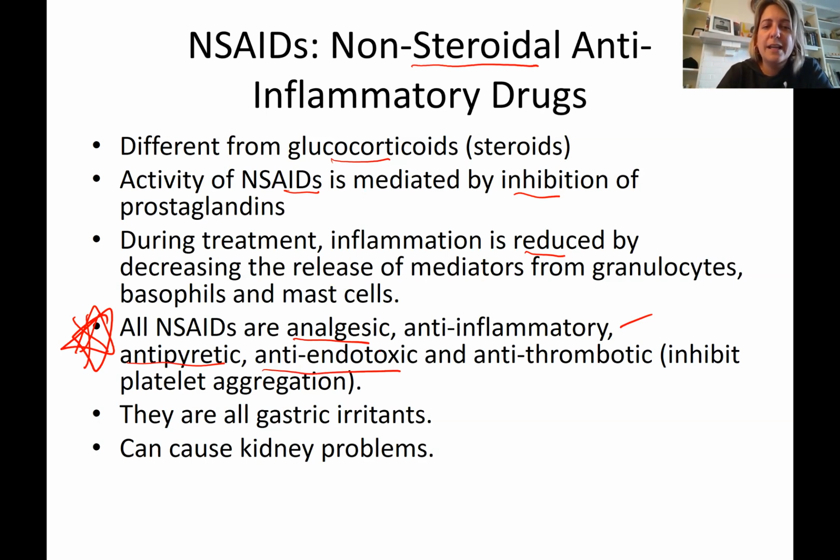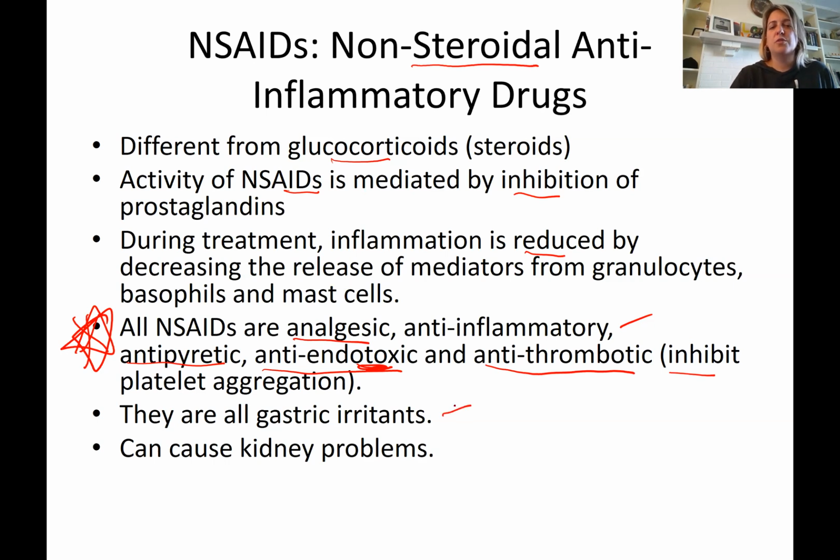They're all anti-endotoxic. We're going to see by the end of this class, we're going to talk about this disease called endotoxemia, where endotoxins are released in the blood. For example, Banamine is the number one drug of choice to try to combat endotoxic shock, endotoxemia. They bind to these endotoxins, which are released by gram-negative bacteria. And they are all antithrombotic. They all inhibit platelet aggregation, okay?